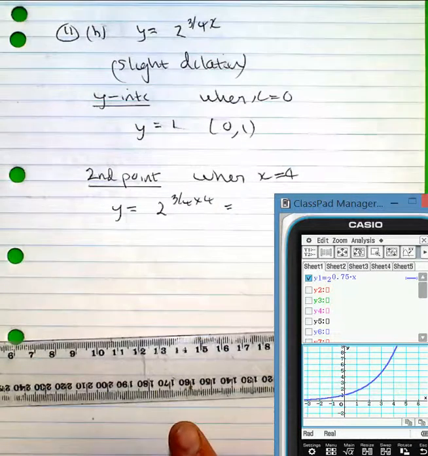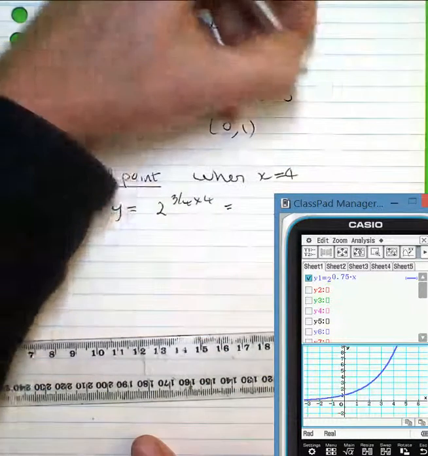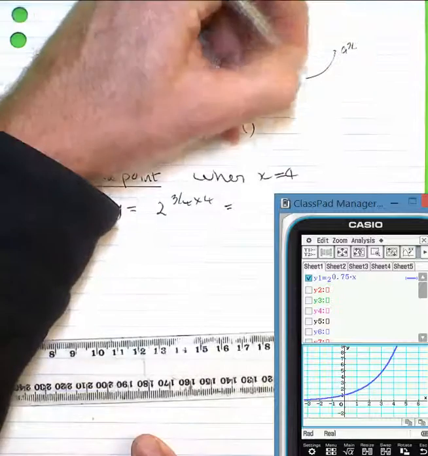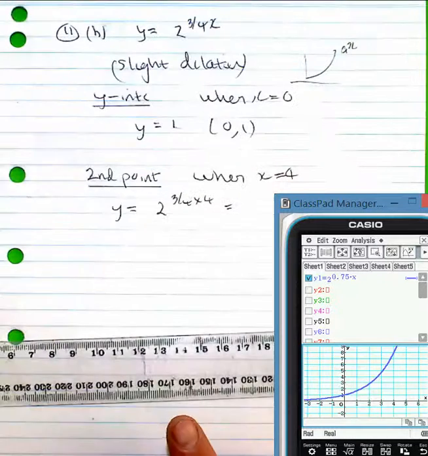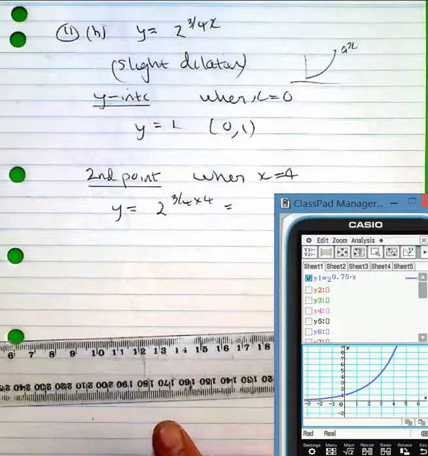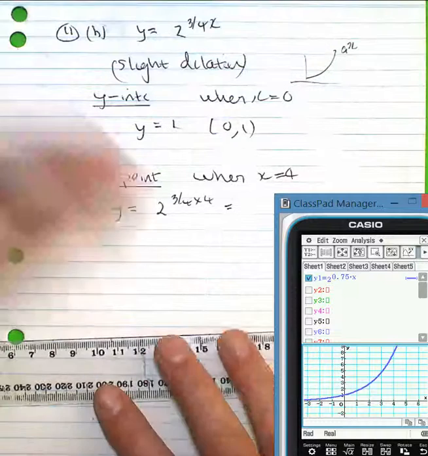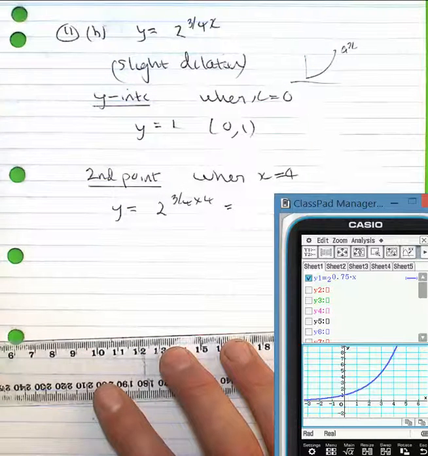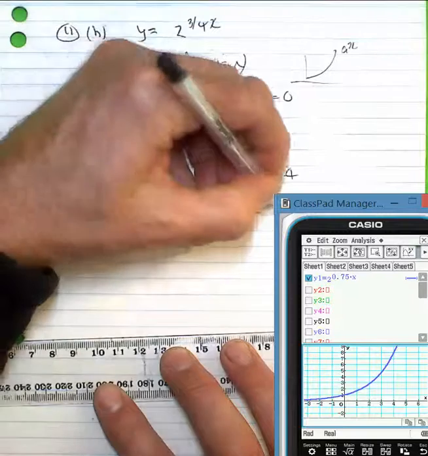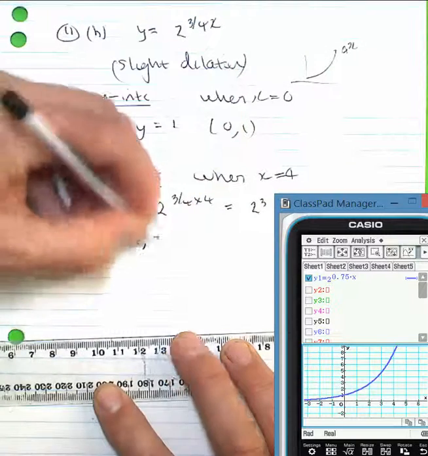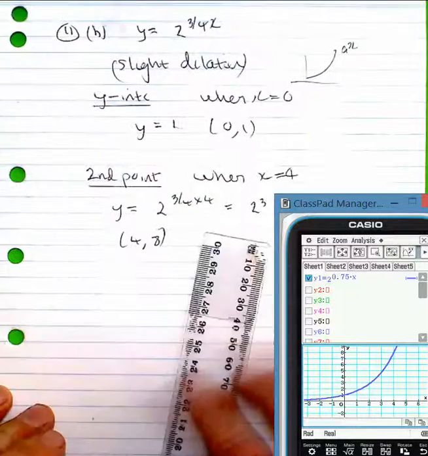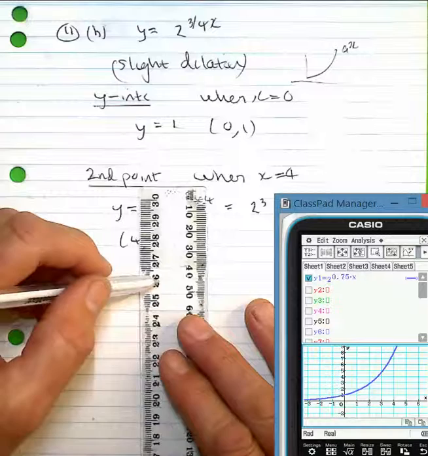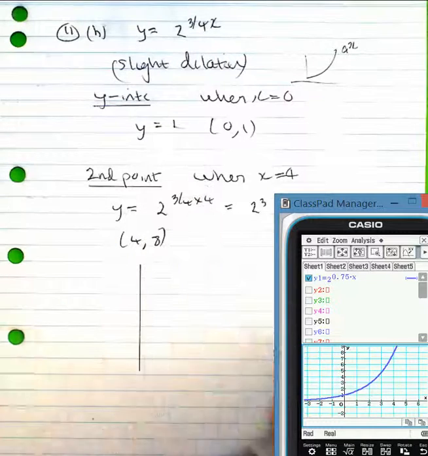Looking now at 11b, what we've got is the classic a to the x graph, horizontal asymptote at y is equal to 0. There will be a very slight dilation. I found my first point, x is 0, y is 1. The next point, 2 to the 3, 8, which gives me 4, 8. And that will then give me enough fuel to be able to sketch my graph.